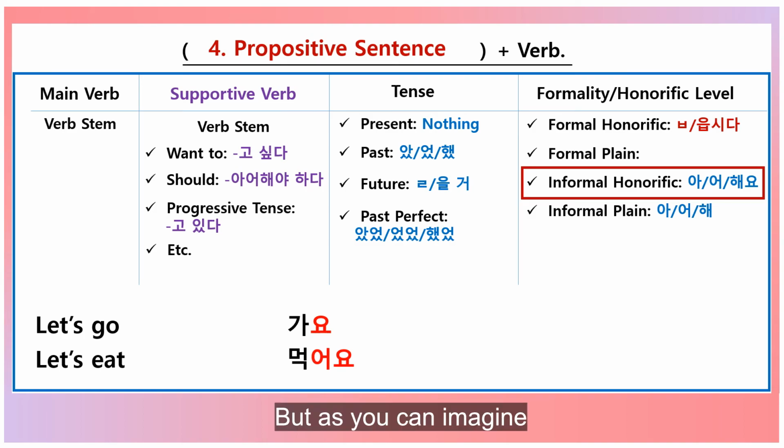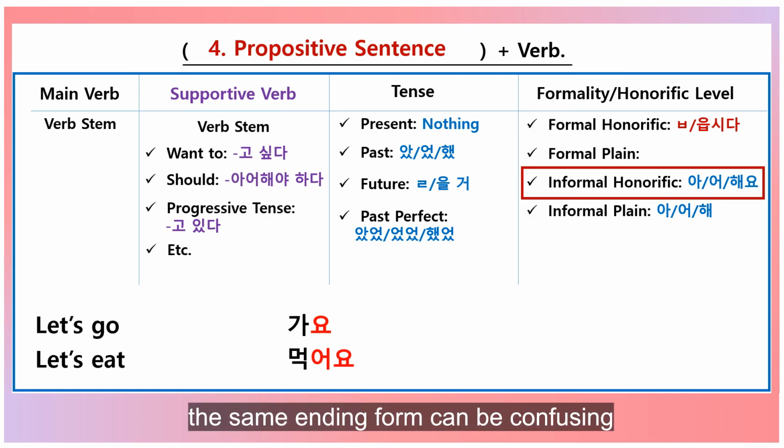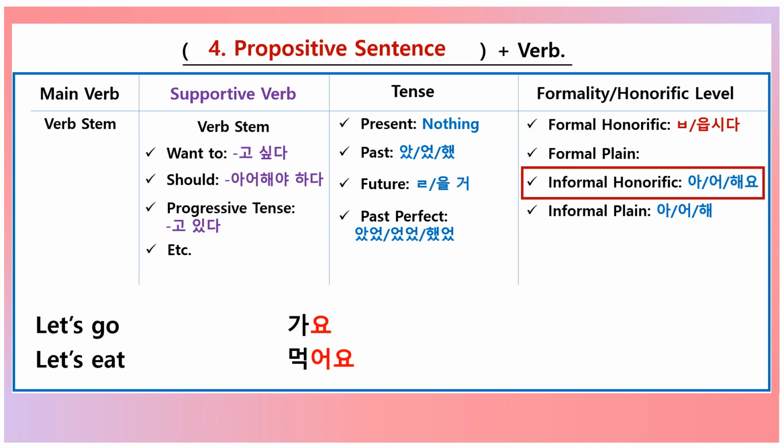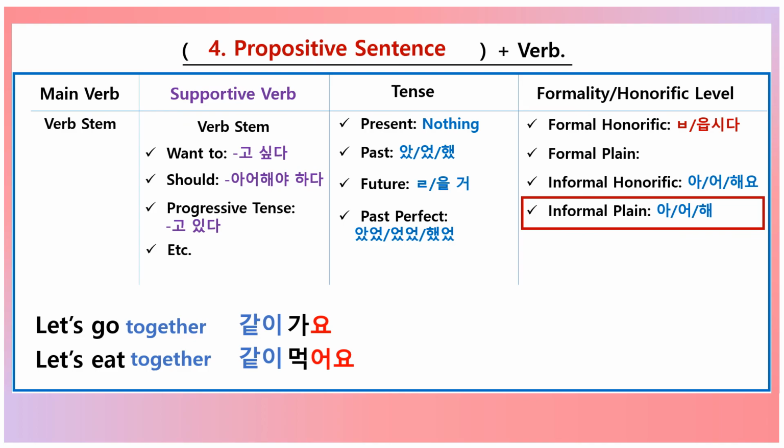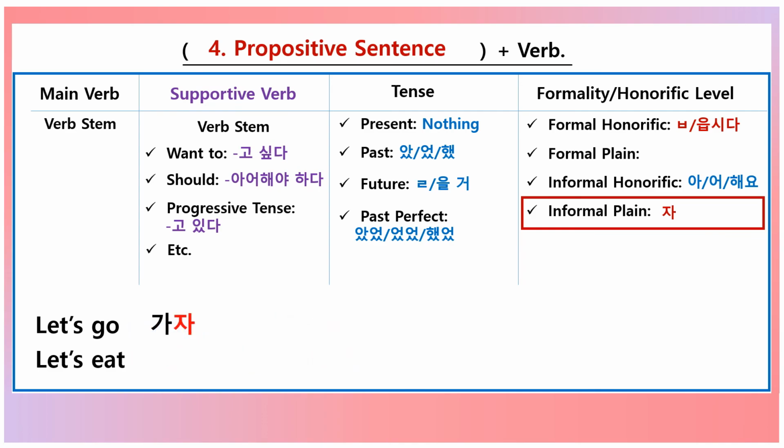But as you can imagine, the same ending form can be confusing, so we normally put 같이, together, like 같이 가요, "let's go together," and 같이 먹어요, "let's eat together." And the informal plain ending in this suggesting sentence is to add 자. So, "let's go" here is 가자, and "let's eat" is 먹자. Okay?